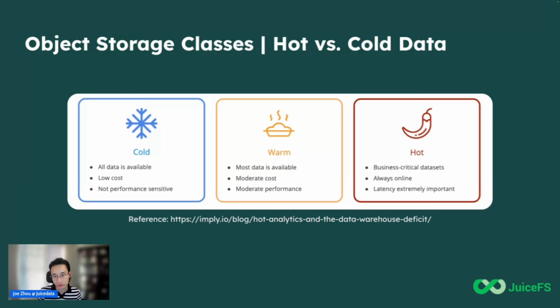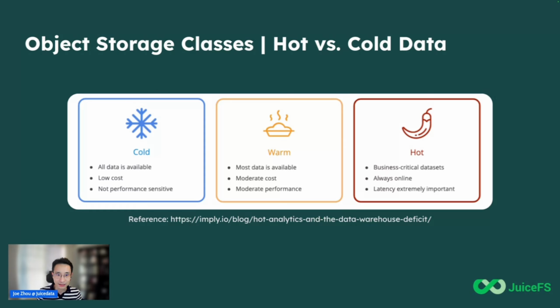But oftentimes we want the old ones, or the cold data, to be there just in case. And in between, we also have so-called warm data, which is also available but maybe slightly slower than hot data, kind of like a middle ground between the two extremes.